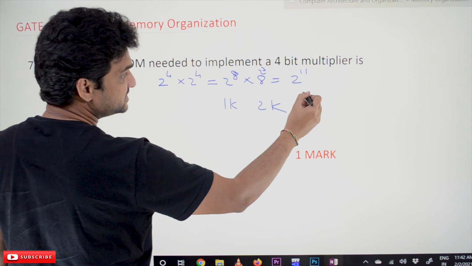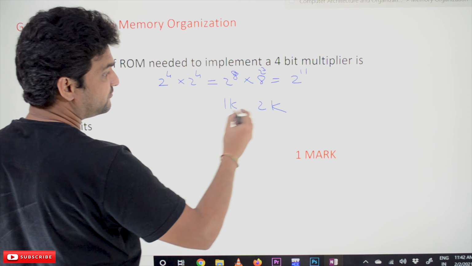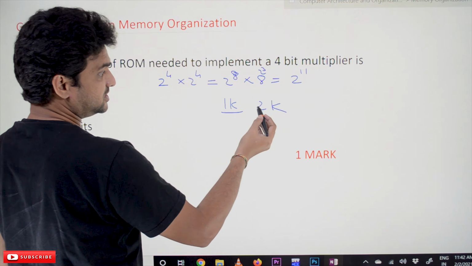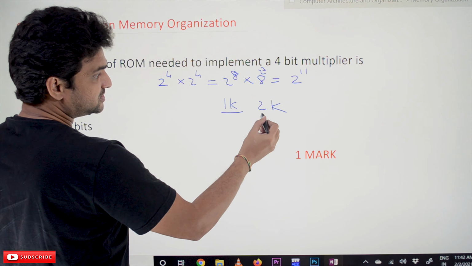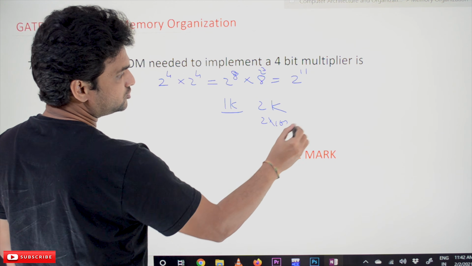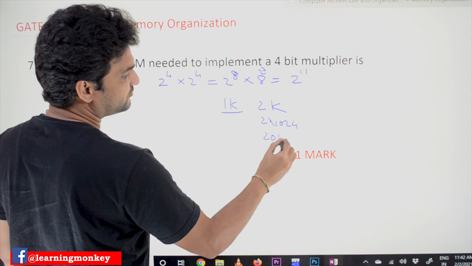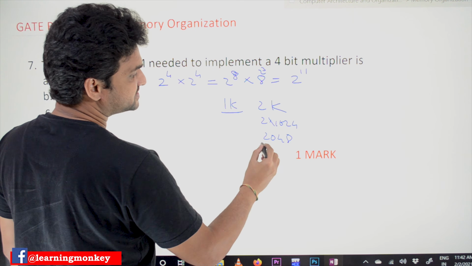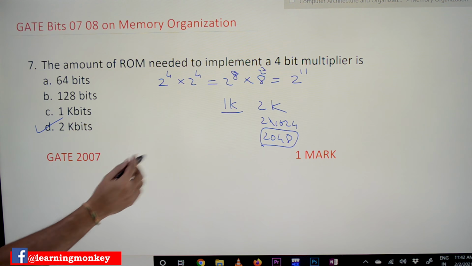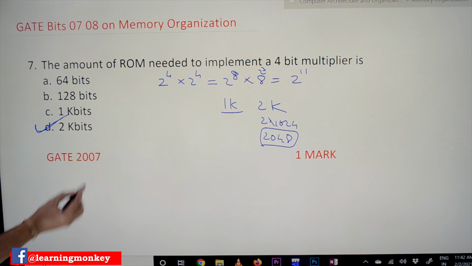So 2 power 11 means 2k, which is 2 into 1024, that is 2048. 2 power 11 bits means 2048 bits. In short, we can represent it as 2k bits.